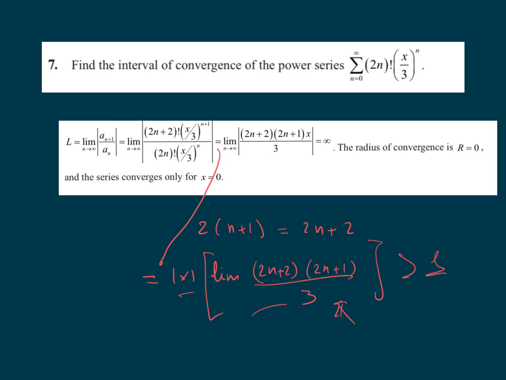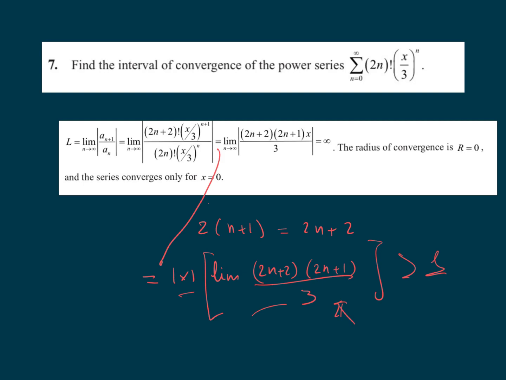But there is one point where it converges, that is at x equals 0. The power series is centered at x equals 0. So if you plug in 0 here, it will converge. It will converge to what? 2 times 0 is 0. 0 factorial is 1. 0 divided by 3 is 0. 0 to the n is 0. So this is always 0. So it converges at the point x equals 0, and it converges to 0.